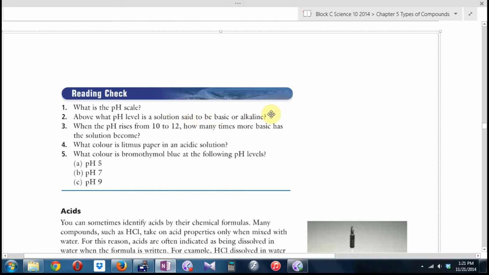Where's the middle, not 0? 7. Do you need to memorize that? No, it's on your chart. You do need to understand that. Put the phone away, Matt.